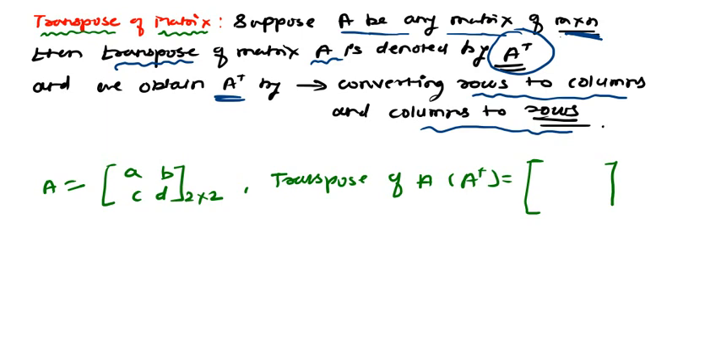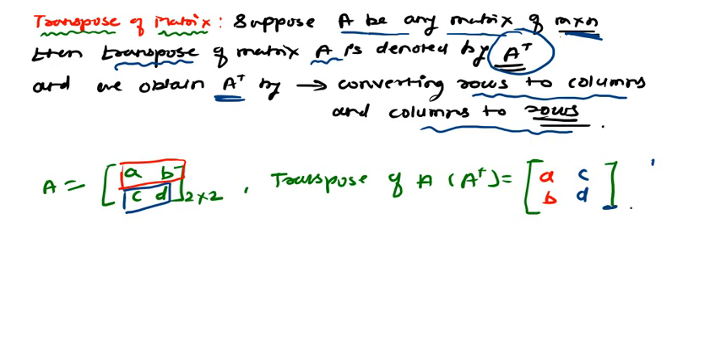Okay, now if you will observe, the first row of this matrix is A B, so that will become the first column of the matrix A transpose, and the second row of the matrix A is C D, so that will become the second column of the matrix A transpose.